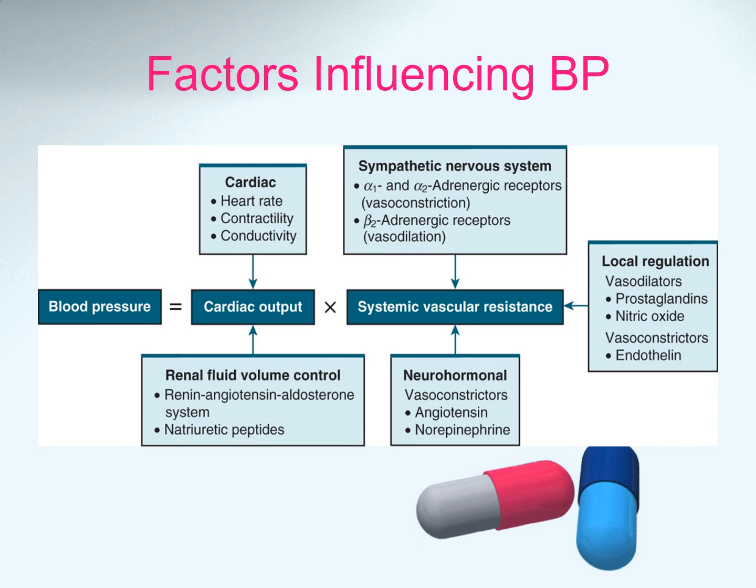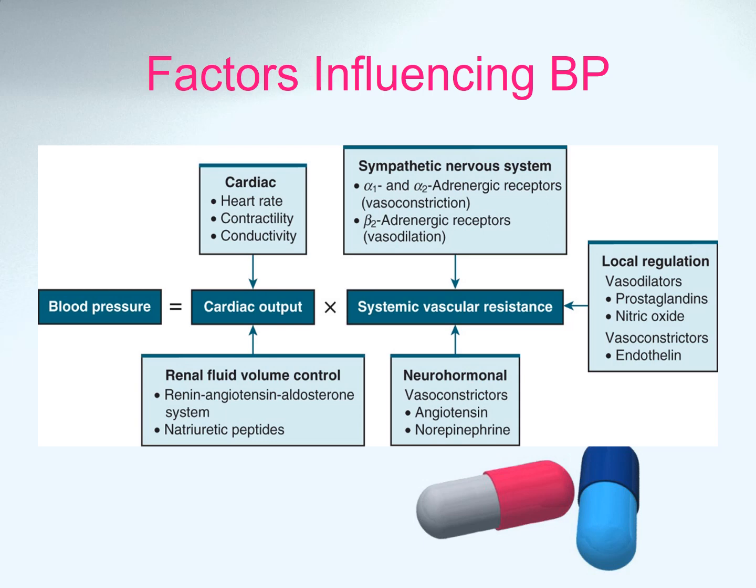So we have factors that influence our blood pressure, which is a product of cardiac output and systemic vascular resistance. What affects our cardiac output is the heart rate, contractility, and conductivity, as well as the renin-angiotensin-aldosterone system and the natriuretic peptides.